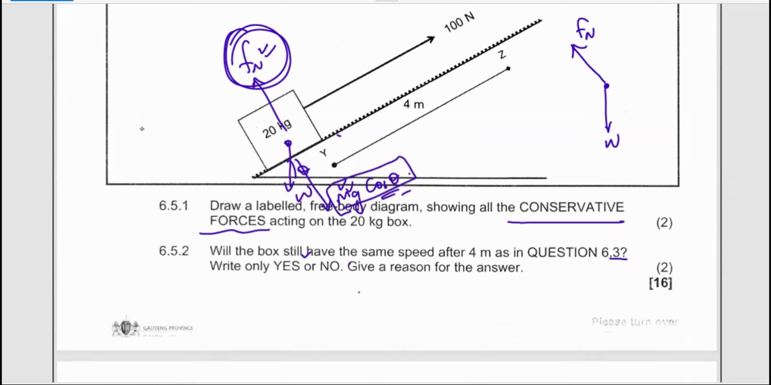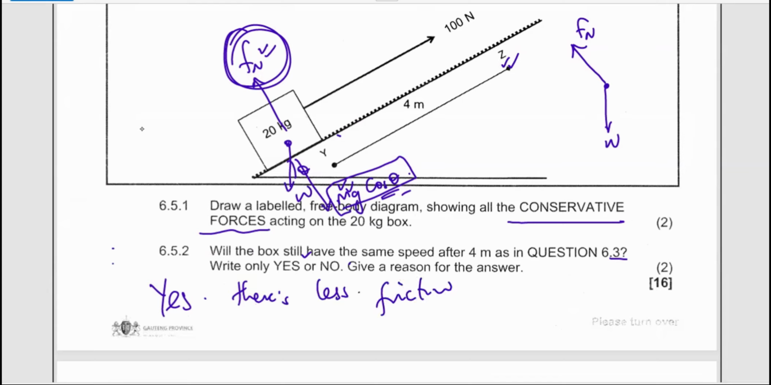So if the frictional force decreases, the distance that this object can move is going to be more than or equal to 4. Will the box still have the same speed after 4 meters as in question 6.3? The answer is going to be yes for me. The reason is that there is less friction. It's a yes because the friction has decreased.